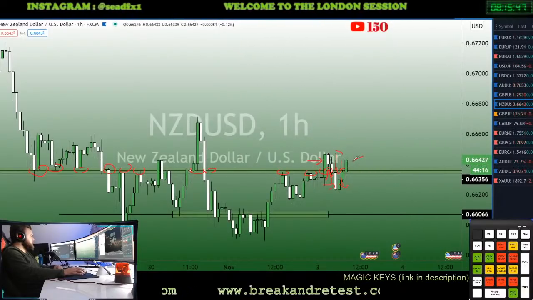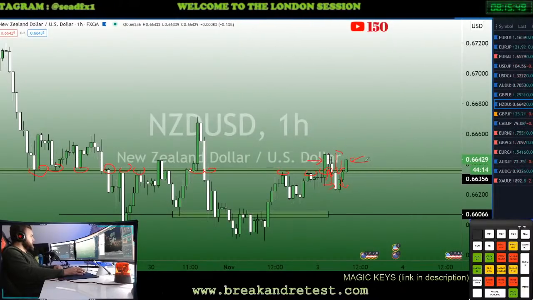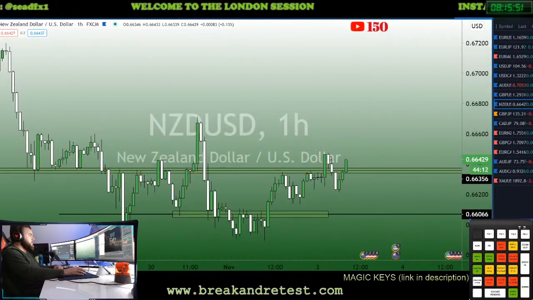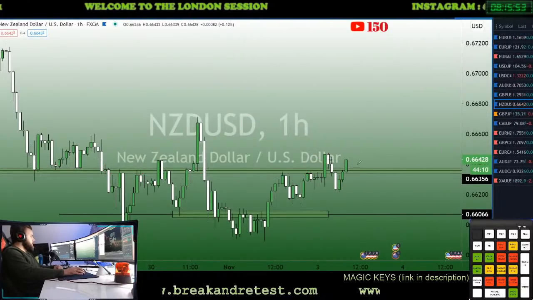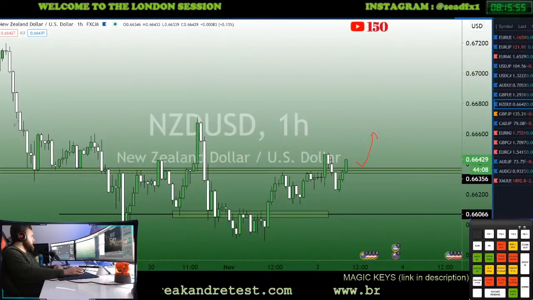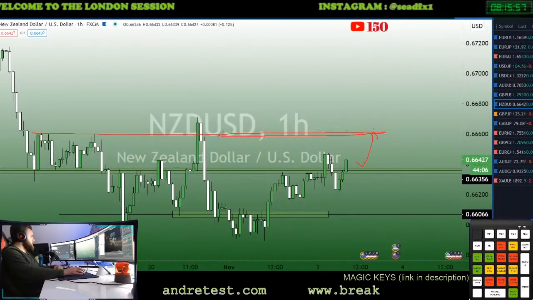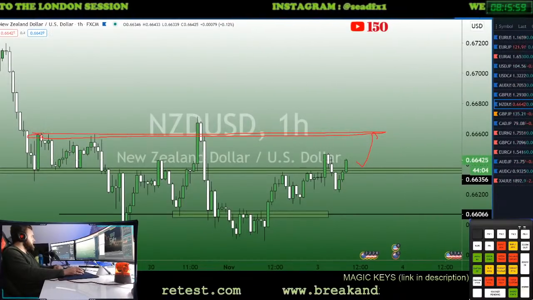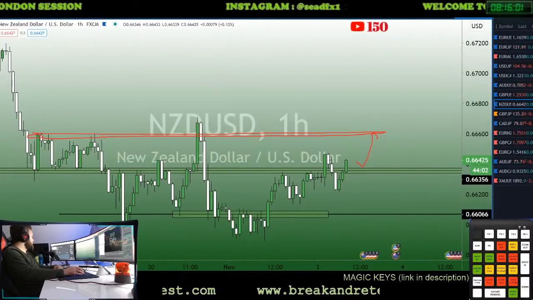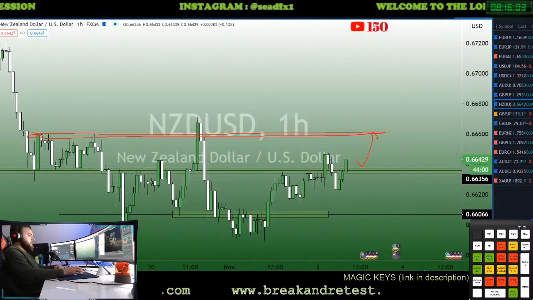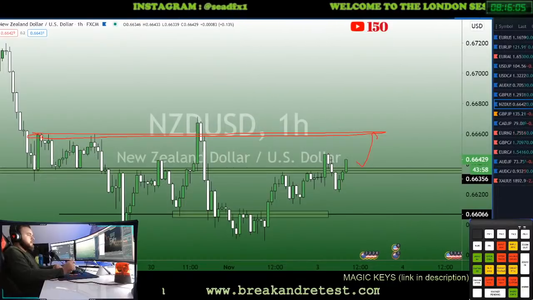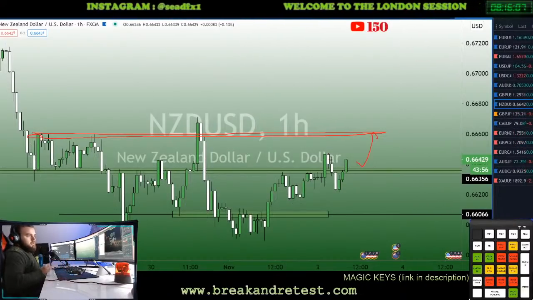So if this current candle closes above, we're gonna have a nice move to the upside, I think, at least to fill this range here. All we need is a candle close, which will come in 40 minutes.